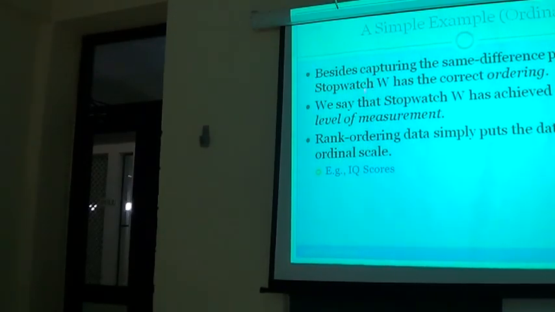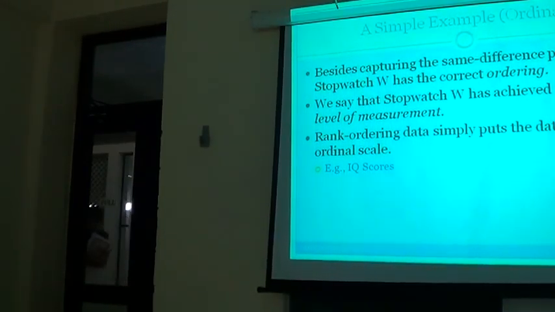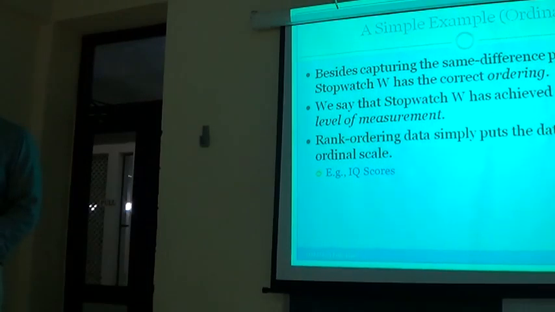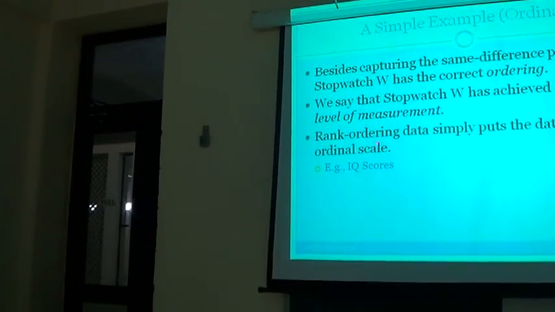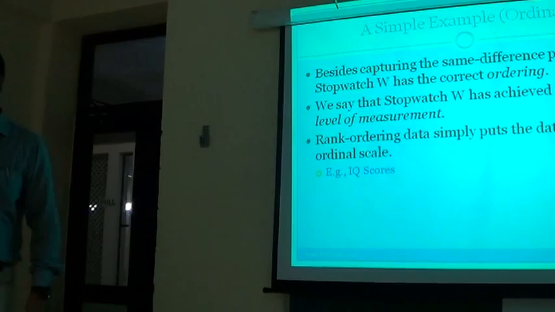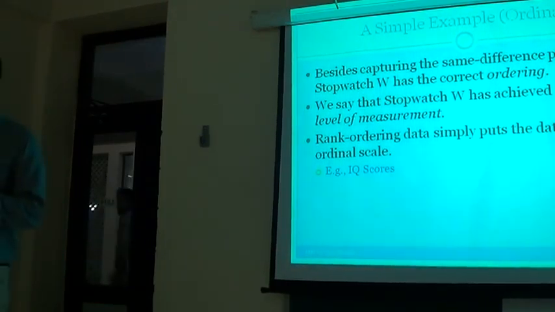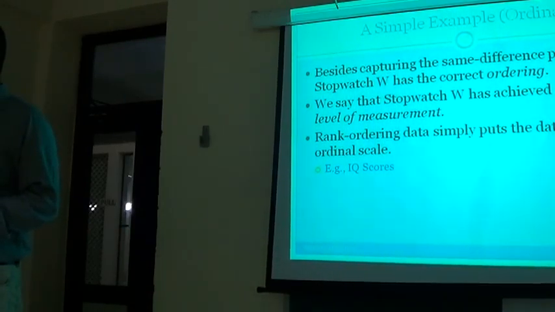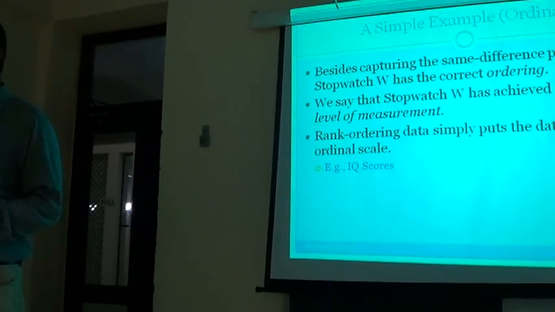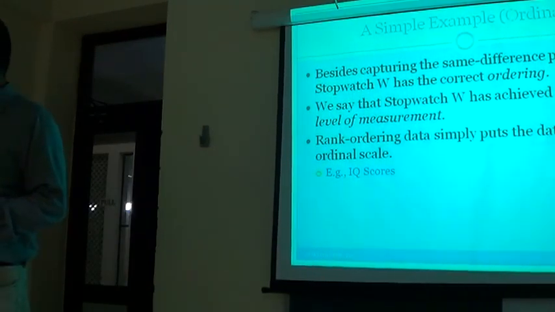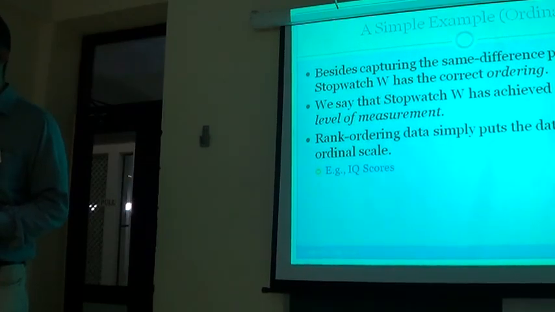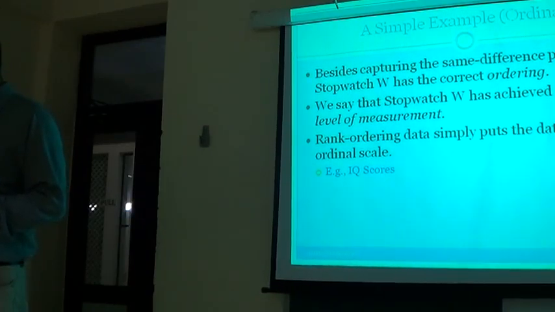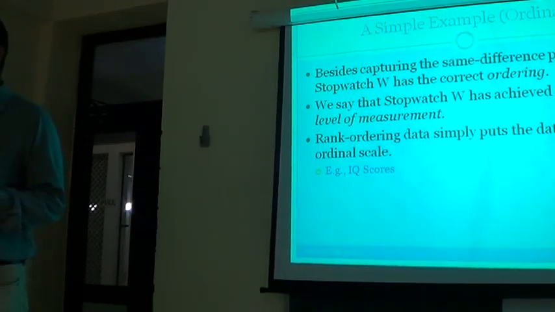Besides capturing same or different, stopwatch W has correct ordering. So we say that stopwatch W has achieved the ordinal level of measurement. Order is preserved. Rank ordering data simply puts the data on the ordinal scale. What you are measuring in the IQ score is only the order, the relative differences, that is, who is better than who. If I compare the standard Mensa test in this class, all I know is who has better IQ and who has lesser IQ. I really cannot know your real IQ level.